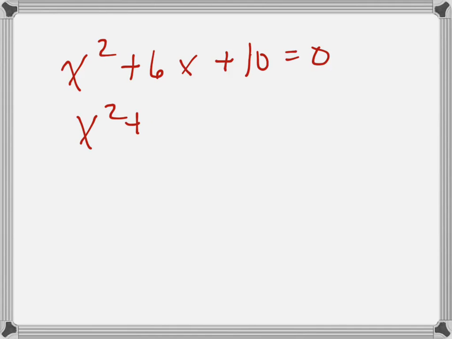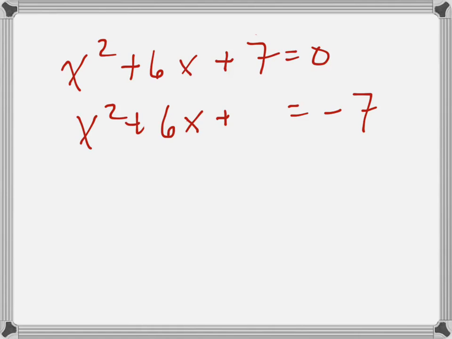Let me do another one that is a little bit different. x squared plus 6x plus 10 equals 0. So I'm going to move the 10 over. Whoops. 6x equals negative 10. Dang it. Let me make this 8 instead of 10 so that it's a real number. Let me make it 7. So I'm going to subtract 7 from both sides, right?